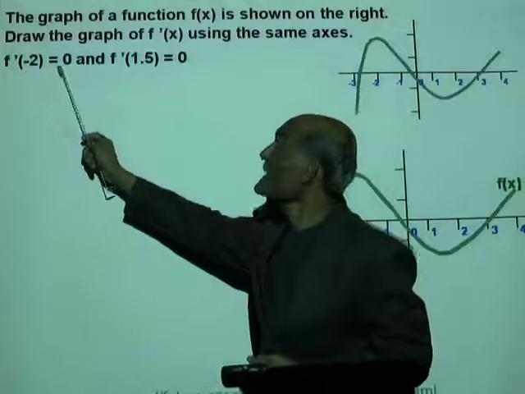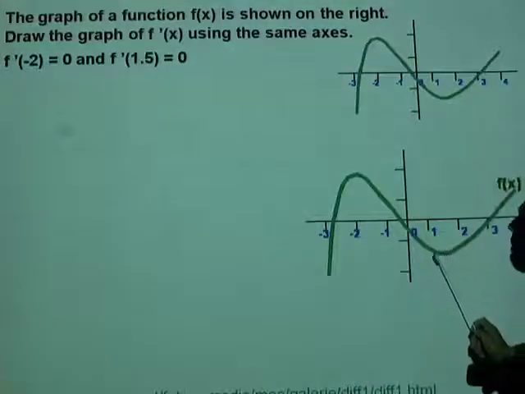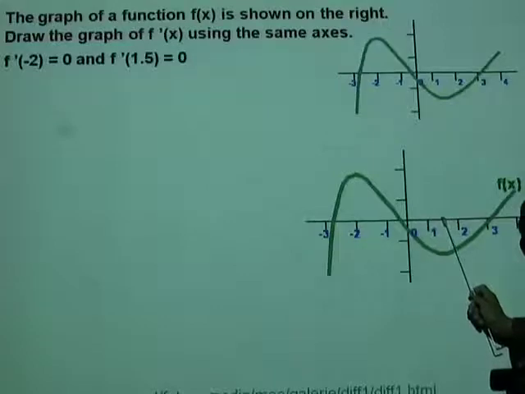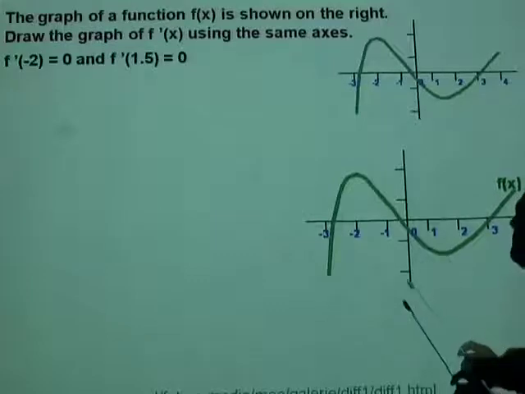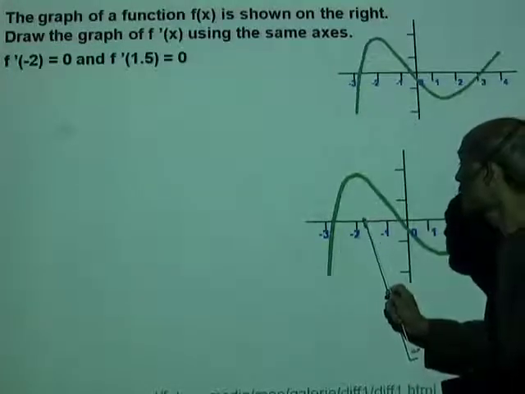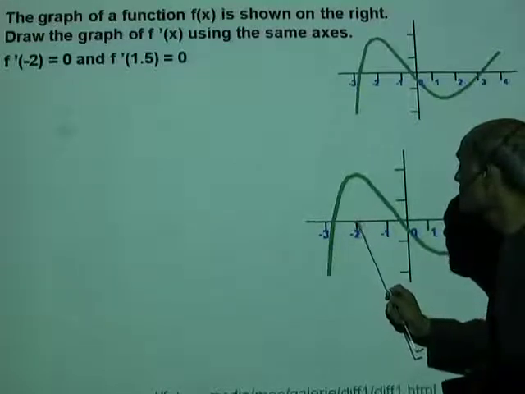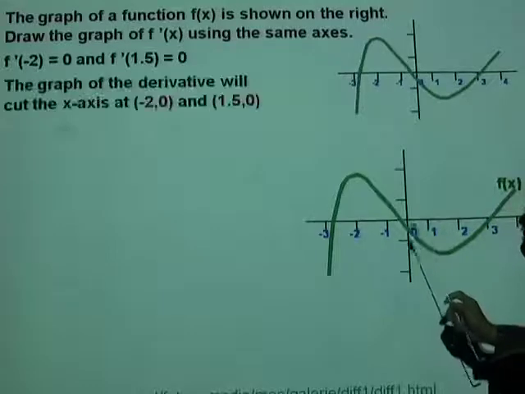That means the derivative will be 0. F prime of negative 2 equal to 0, and f prime of 1.5. This is x equal to 1.5, and there is a minimum corresponding to that. The derivative there also is 0. That means the graph of the derivative will cut the x-axis at negative 2 and 1.5.